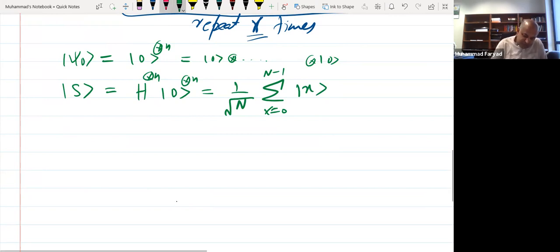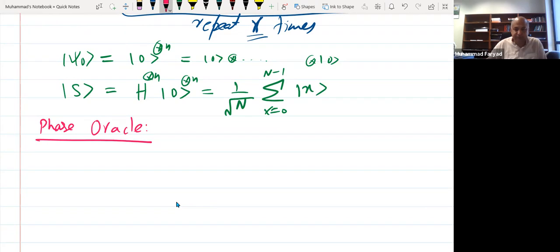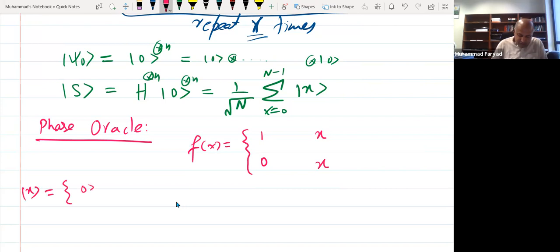And let me now describe the Grover oracle or phase oracle that we have for this algorithm. So the phase oracle that we have this time implements this function f of x. That's 1 if x is a solution, and it is 0 if x is not a solution, where x belongs to this set. So x is either 0 or 1 or 2, all the way to n minus 1.